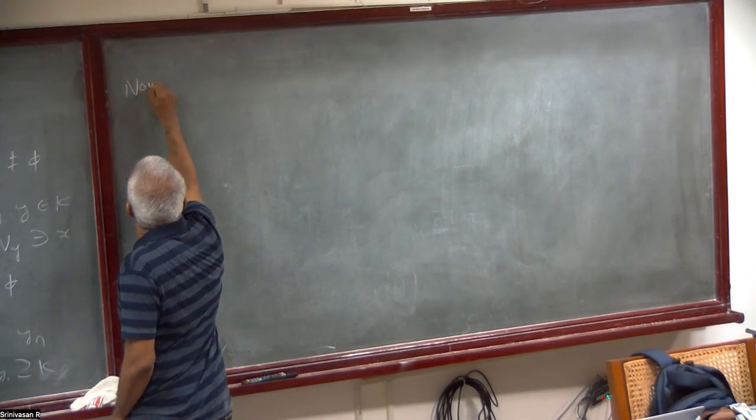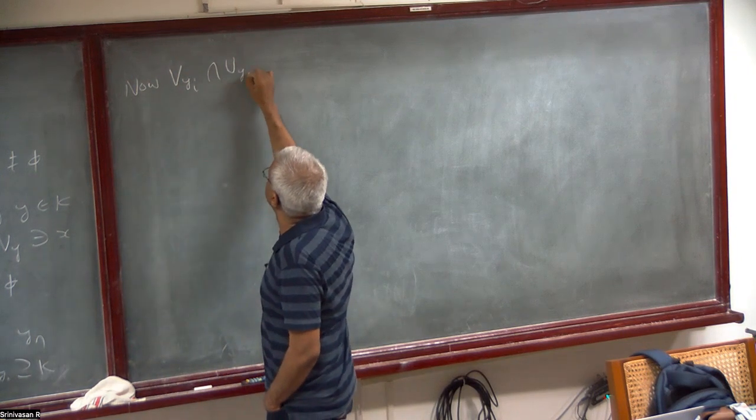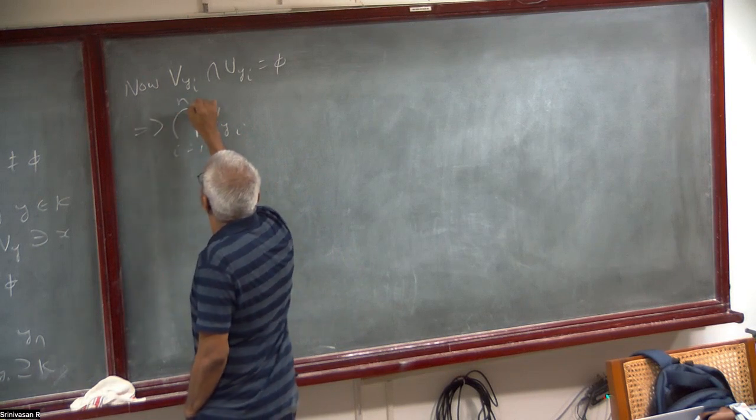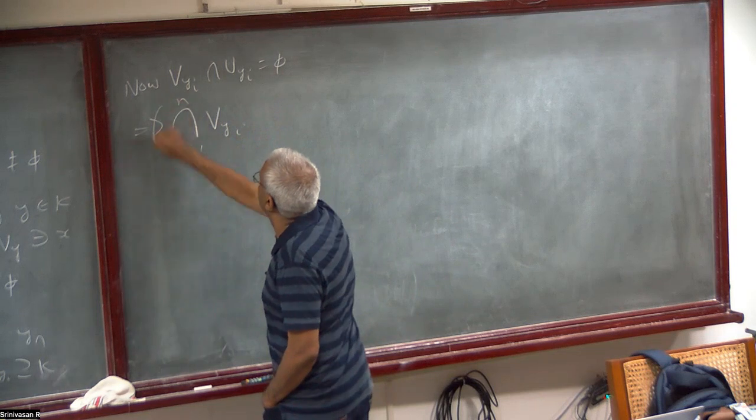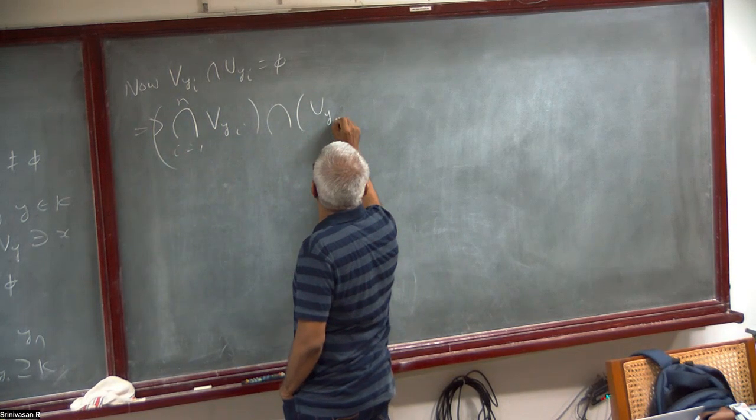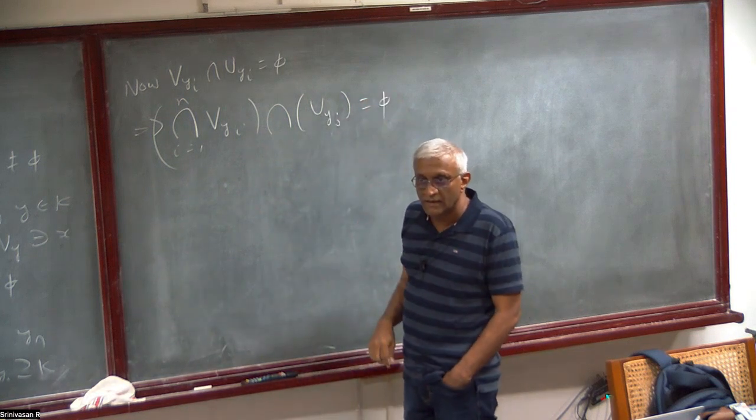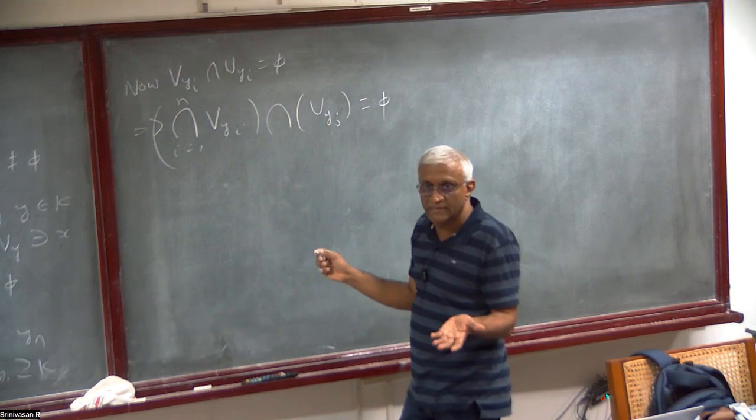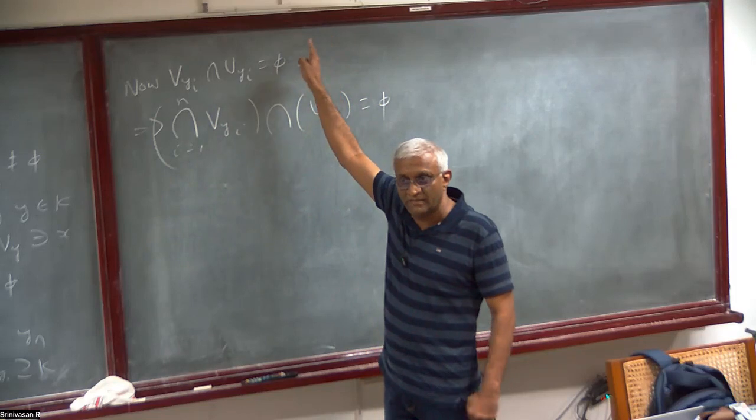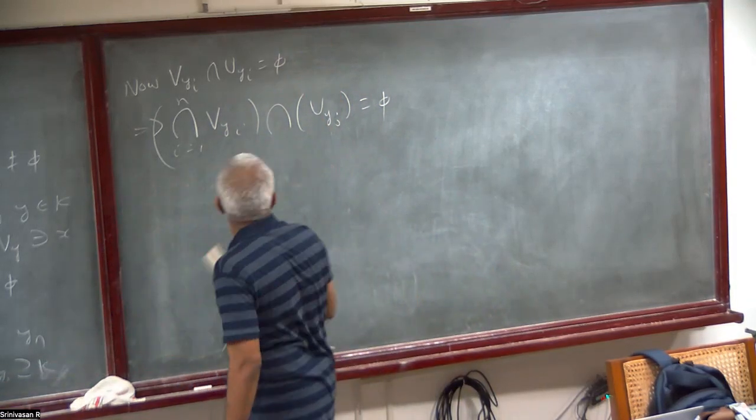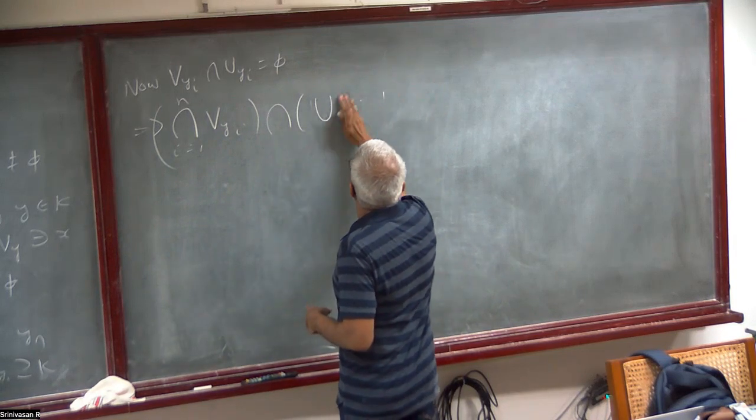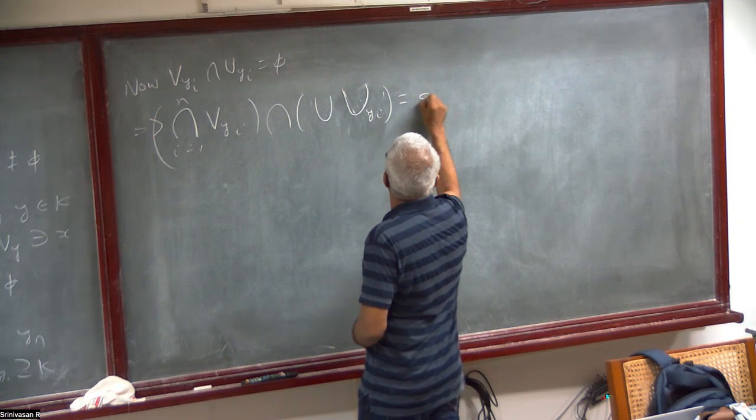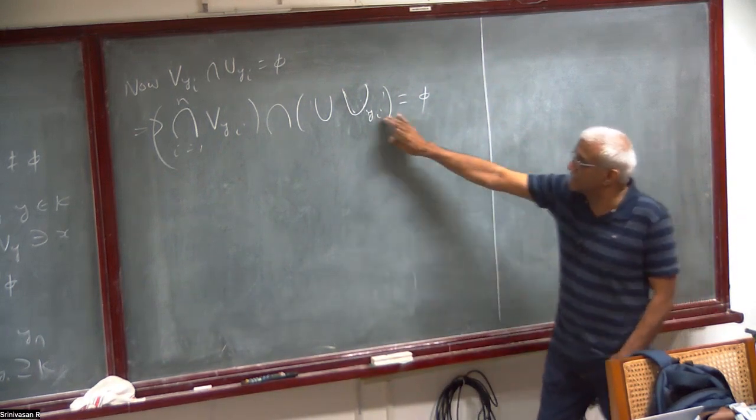Now, Vyi intersection Uyi is empty. This implies the intersection of Vyi, i equal to 1 to n, will not intersect with any of the Uyi. Each one does not intersect with one of them. The intersection will not intersect with any one of them, right? Because if something is here, it has to be in everything, so it will not be in one of them. So it will not intersect with all of them. So I can write the union of Uyi intersection with this is empty. So these two sets are disjoint.